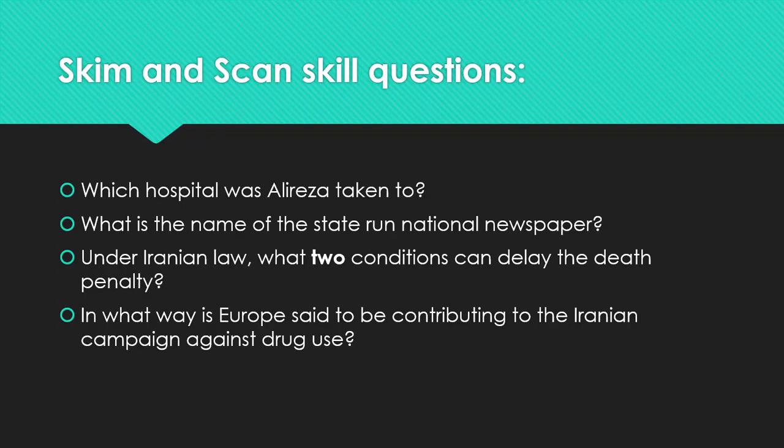Okay, so I would like you to now skim and scan the article, and I want you to find answers to these 4 questions. Which hospital was Alireza taken to? I apologise for my pronunciation of that name. What is the name of the state-run national newspaper? Under Iranian law, what 2 conditions can delay the death penalty? And in what way is Europe said to be contributing to the Iranian campaign against drug use?